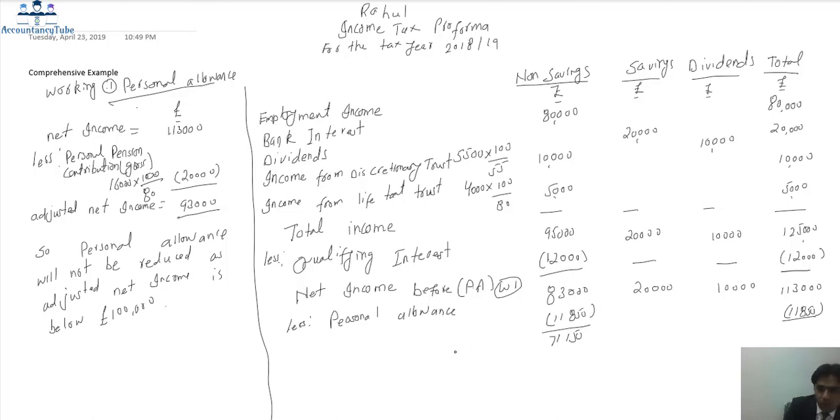And in total 101,150. Please make sure you redo these mathematical calculations because I might have got it wrong. So that's our taxable income. Taxable income is this much, 71,150, 20,000 pounds of the savings, and 10,000 pounds of the dividends as well.